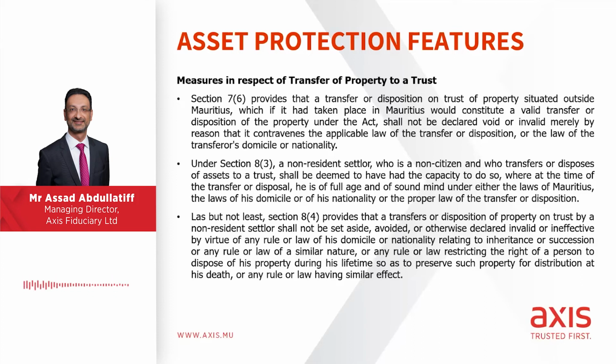3 sections to protect transfers of property to a trust: Section 7, subsection 6, Section 8, subsection 3, and Section 8, subsection 4. And these are measures to make sure that when someone transfers property to the trust, that transfer cannot be declared void or invalid. Because that's one of the ways in which a trust can be attacked, right? By saying, well, actually, we're not attacking the trust directly, but we are saying that the transfer to it was void or invalid. So we have measures to prevent that from happening.